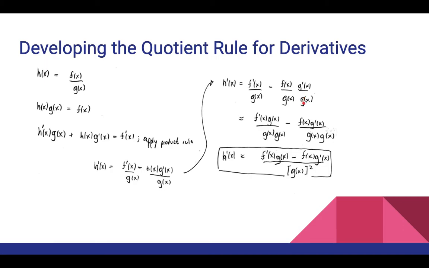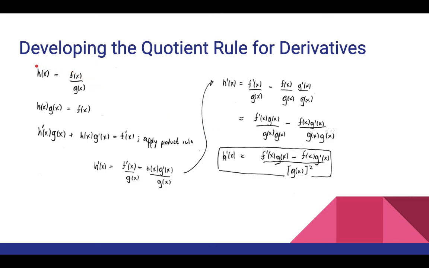So now we're going to combine the expressions on the right-hand side by using a common denominator. What that means is we're going to multiply the f prime divided by g of x by g of x over g of x. That way we have a common denominator of g of x times g of x. Now we can combine the two expressions to get f prime of x times g of x minus f of x times g prime of x, divided by g of x squared, is equal to the derivative h prime of x.